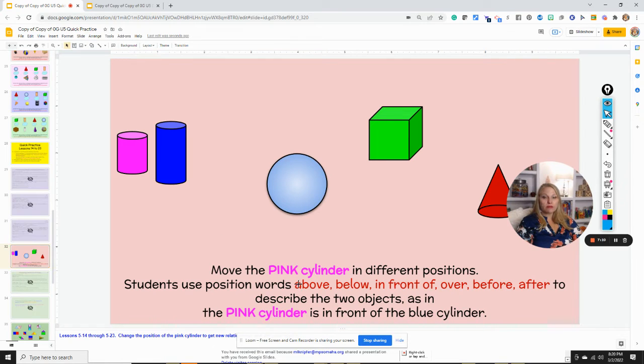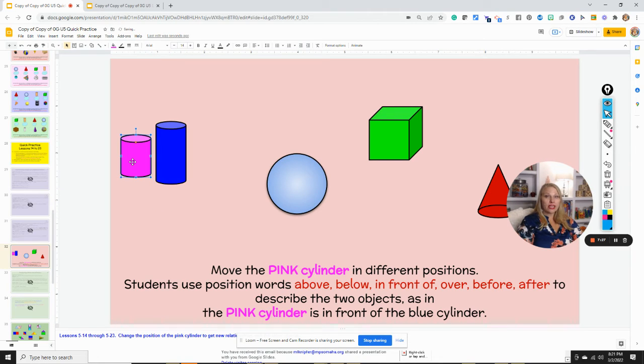In this one, we can use these specific terms: above, below, in front of, over, before, after. Okay, so would we say it's above anything? No. Would we say it's below anything? Would we say it's in front of? Nope, it would have to be in here. It would be in front of the blue cylinder.